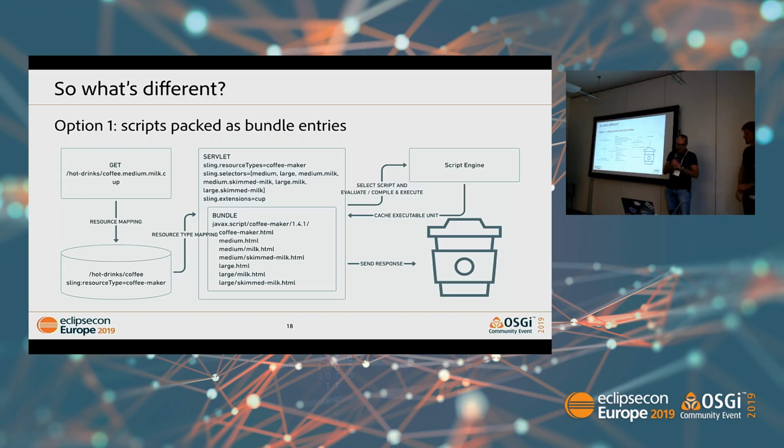So if we take the previous diagram that we showed with the script resolution and put it into the context of scripts packed as bundle entries or as precompiled scripts into bundles, we still do the same resource mapping as we had before. We figure out the resource type, but instead of going to the persistence or to the content tree and figuring out which are the best scripts to select for this request, we're just going to have a servlet that's going to be mapped to the resource types that were identified by the script in the project. The servlet is going to be registered based on the provide and require capabilities that we talked about earlier, and we're going to have some examples later in the presentation.